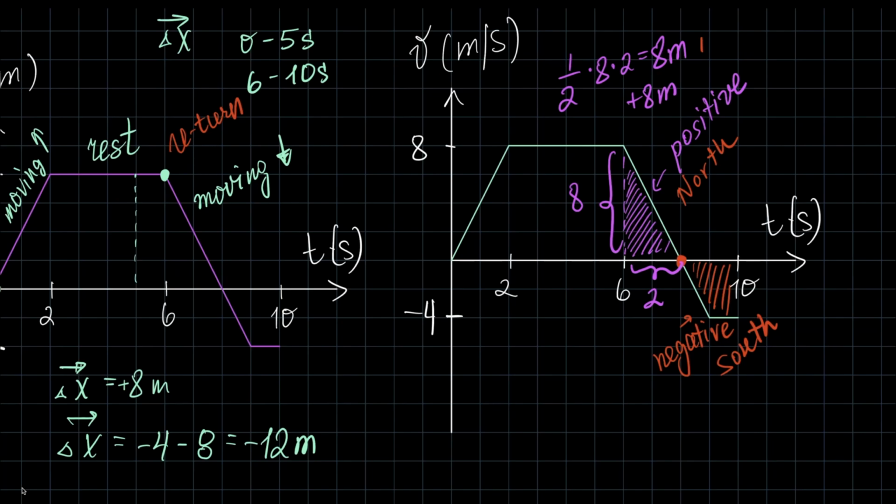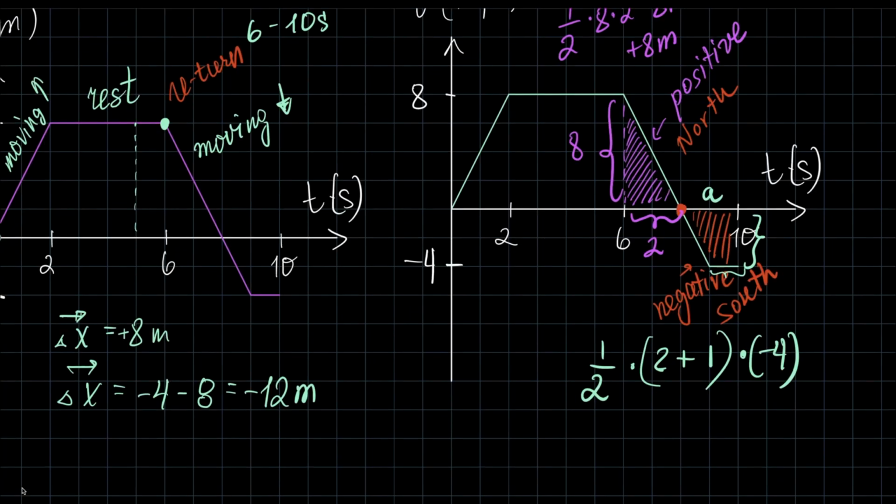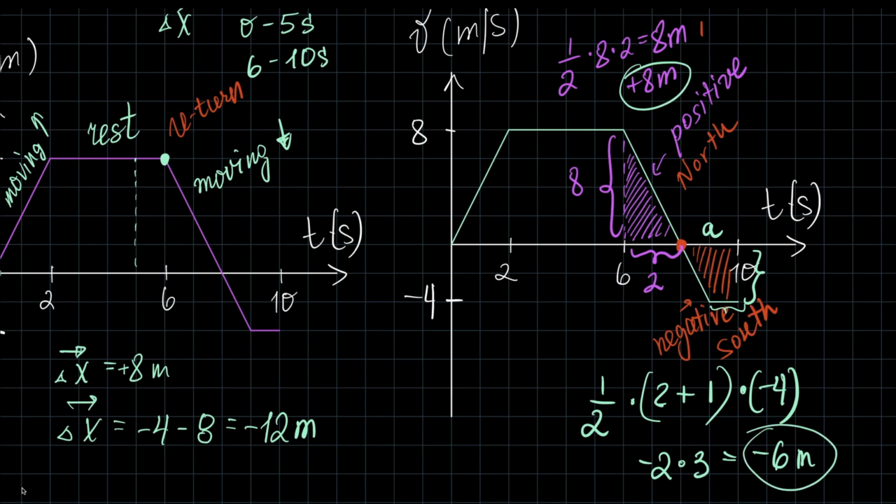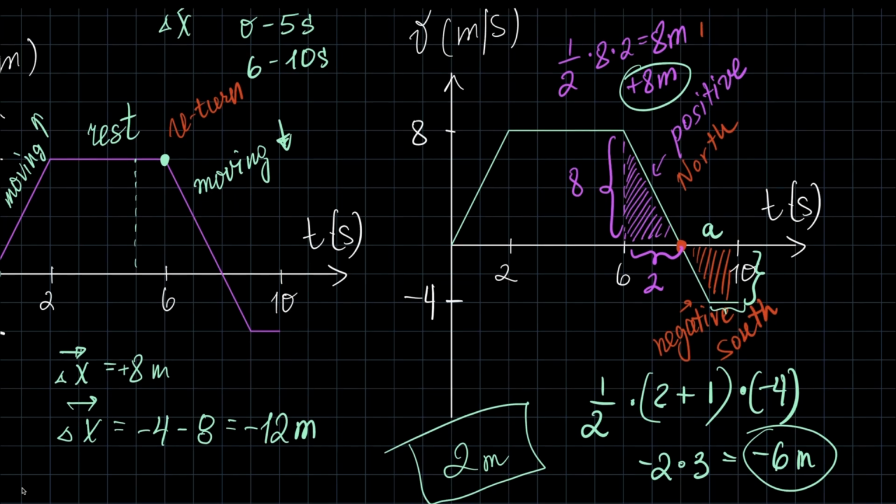But then from 8 to 10, at 8 seconds, we made a U-turn, and now we have 1/2 base A, which is from 8 to 10, 2, plus this base is just 1 right here. And then I multiply this by the height, and the height is -4. So then you have your -2 times 3, that's -6. So altogether, we moved 8 meters forward, 6 meters back. What's our total displacement? 2 meters. Boom, boom. That would be the answer to question number 15, which dealt with this v versus t graph.